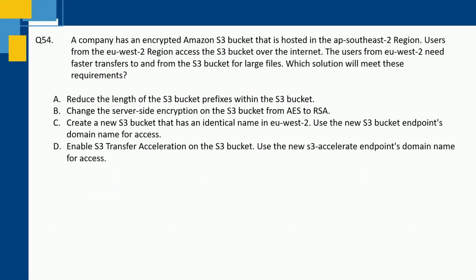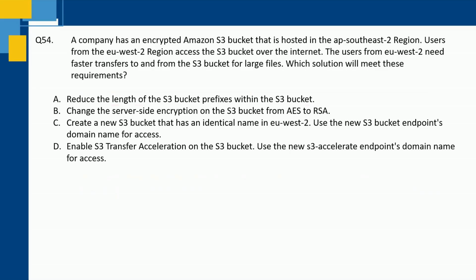A company has an encrypted Amazon S3 bucket that is hosted in the AP Southeast 2 region. Users from the EU West 2 region access the S3 bucket over the internet. The users from EU West 2 need faster transfers to and from the S3 bucket for large files. Which solution will meet these requirements?